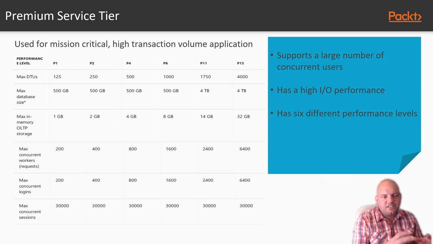As well as the size, the DTUs available change as well. P1 has 125 DTUs, P15 has 4,000 DTUs available. And as you can imagine, the more you use, the more you pay for. P15 has a monthly price of around $16,000, whereas the price for a P1 Azure SQL database comes in at around $465 a month.